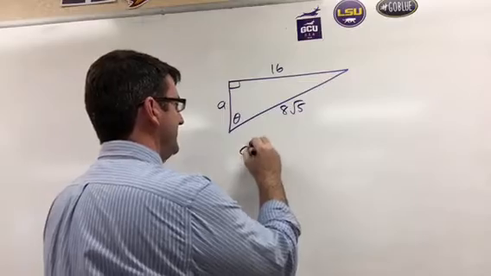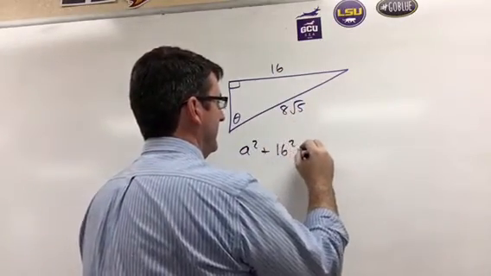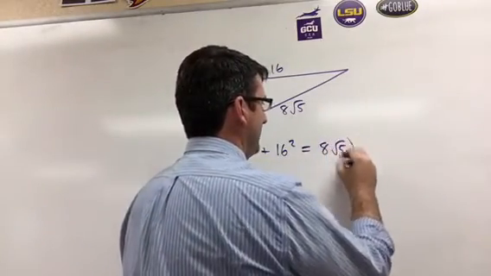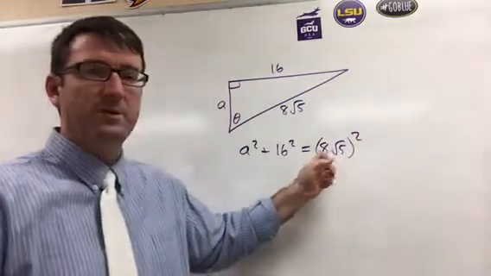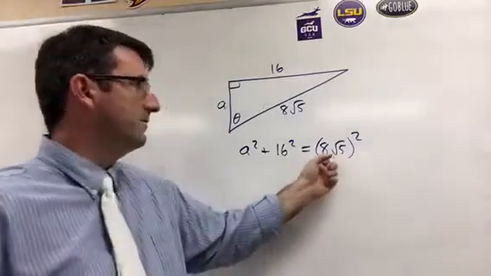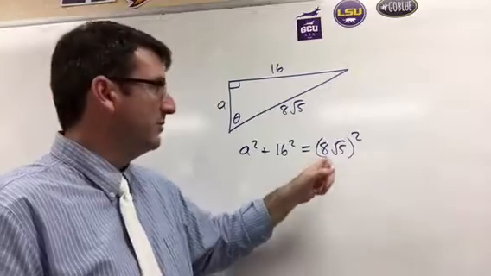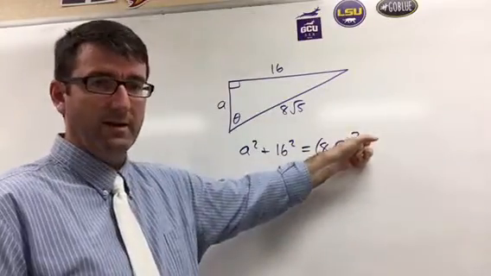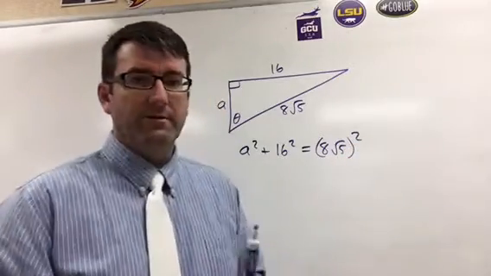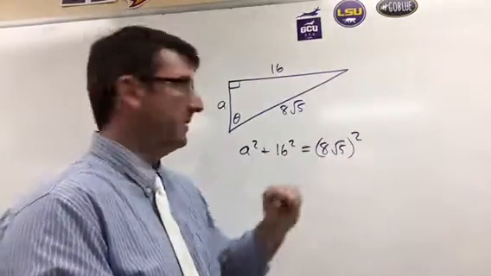So we know that A squared plus B squared, our 16 squared, is equal to our hypotenuse squared, so 8 square root of 5 squared. Make sure that when you square this, that you square the whole thing. If you plug that into the calculator to figure that out, you're going to need to put those parentheses, because if you put 8 square root of 5 squared, the calculator is going to think you mean to just square the square root of 5 and not the 8. We want to square this whole thing.